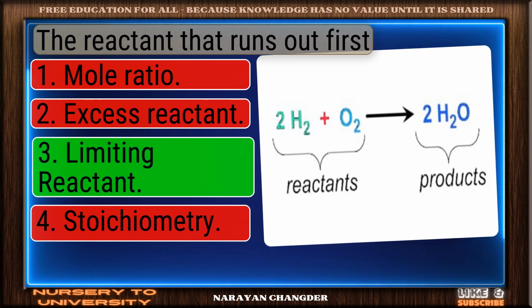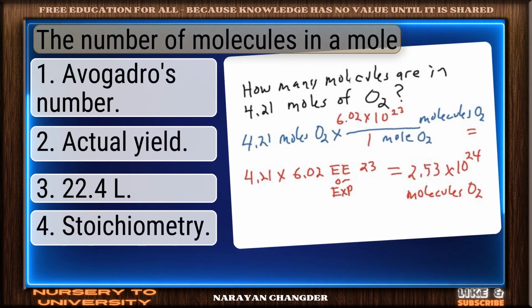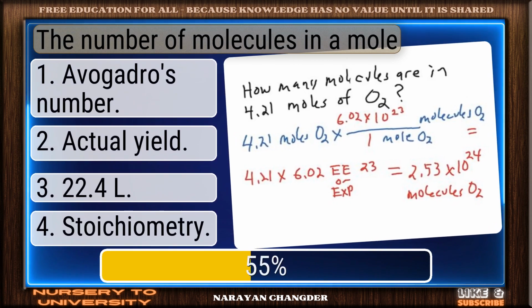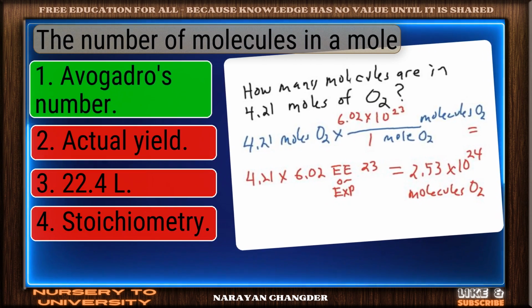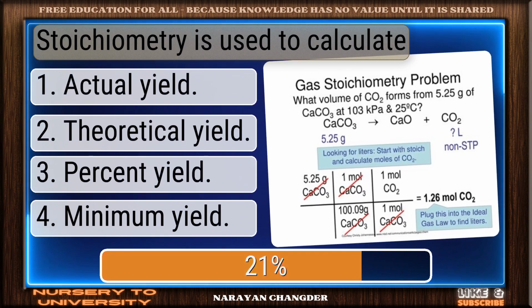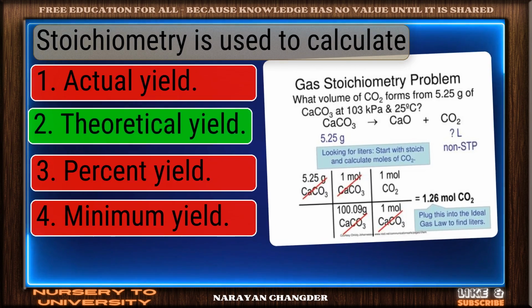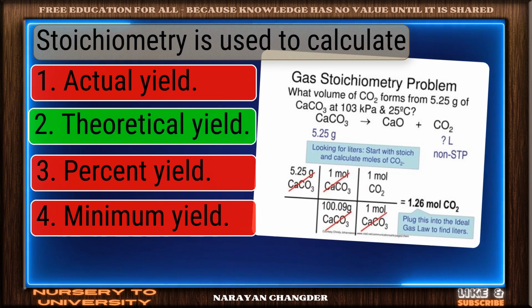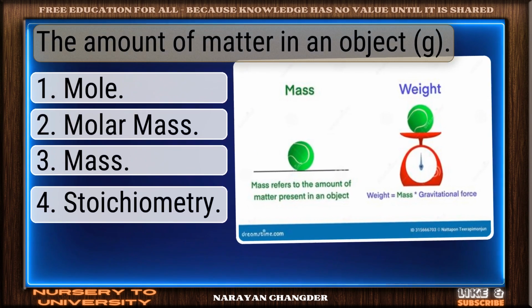Well done, limiting reactant. The number of molecules in a mole. Excellent work, Avogadro's number. Stoichiometry is used to calculate... Excellent reasoning, theoretical yield. The amount of matter in an object.